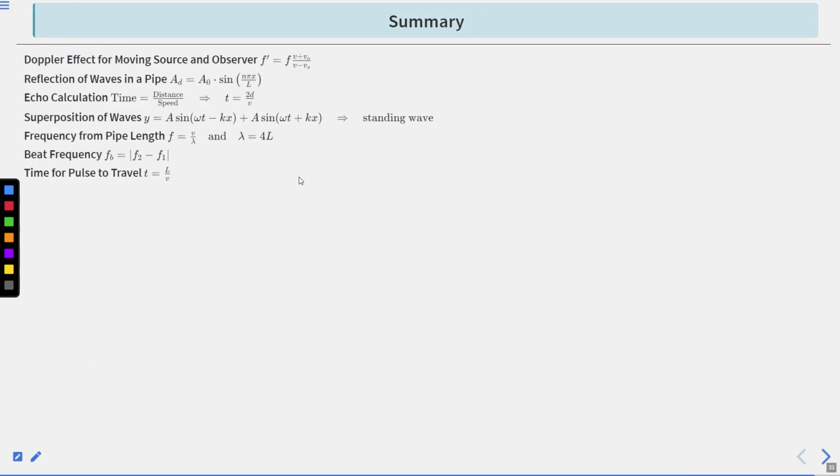Now, a summary. We solved the questions using these formulas. Doppler effect for moving source and observer: f prime is equal to f times v plus vo divided by v minus vs. Reflection of waves in a pipe and echo calculation. Superposition of waves: y equal to a sine omega t minus kx plus a sine omega t plus kx. Frequency from a pipe: f is equal to v by lambda. Beat frequency: f2 minus f1. And the time for a pulse to travel: t equal to l by v. So these are the important formulas.